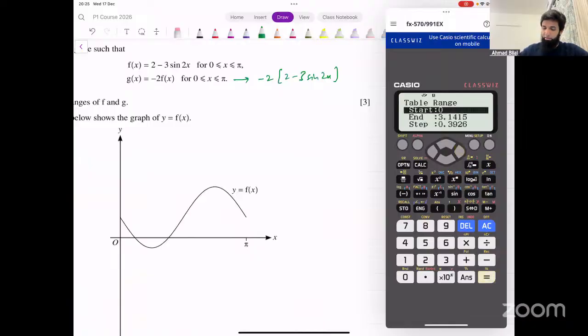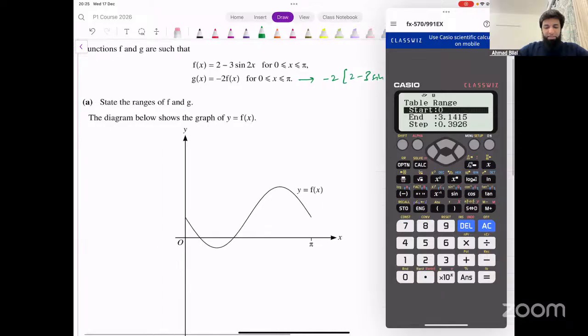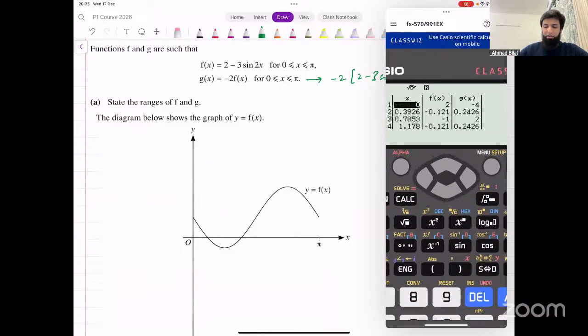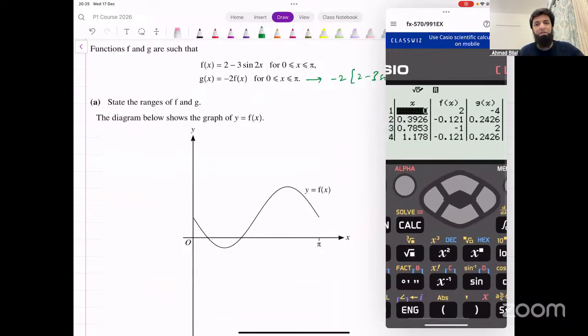Where do we start? Both the functions have the same domain, right? So we start at 0, we end at pi. And then we used to say we would divide the interval by 8. So pi by 8, that's the step that we take. That's a safe step to take in most cases. Now just look at the table and see what's the maximum value of y for each of the two functions, for f of x and g of x. What's the maximum y value? What's the minimum y value? And that will give you the ranges of the functions.